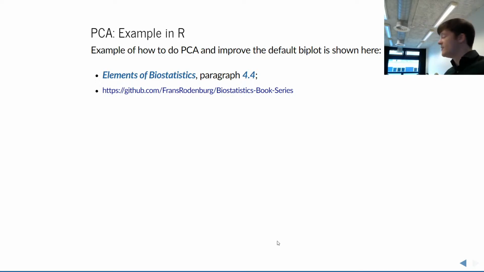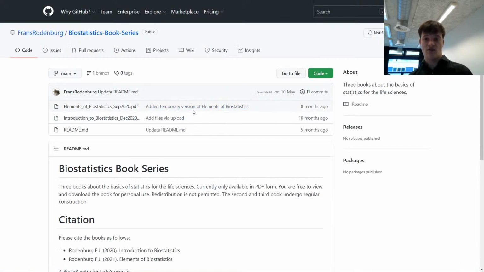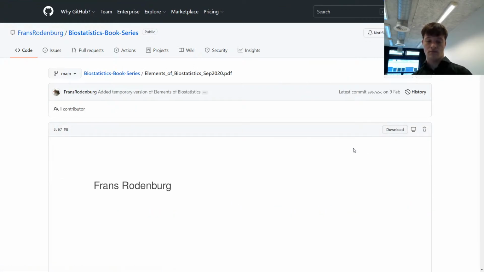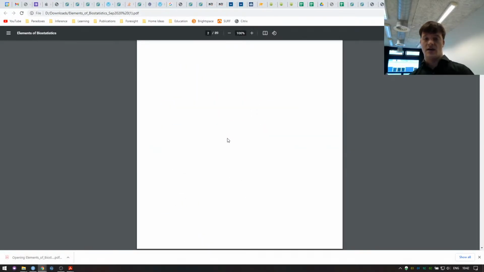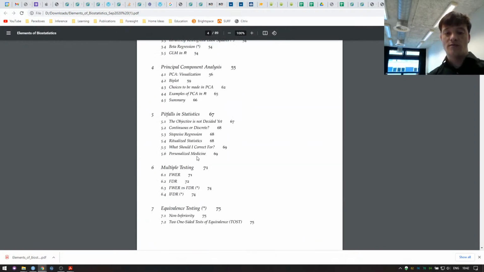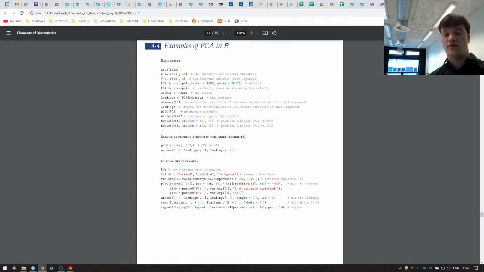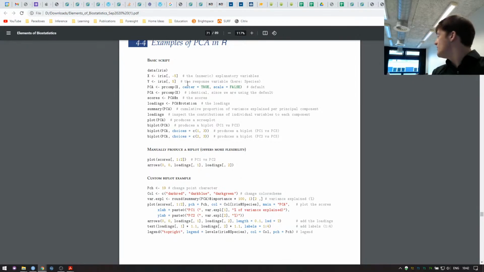Okay, yeah, that was all I have to say about PCA. Now I'm going to show you how you can do it in R. This is an example from the book, so I will quickly download the book. It's over here in the link. I think there's also a link to it on Brightspace, otherwise I'll post it later. So we're just going to download this one. Yeah, and then in the book 4.4, so chapter 4 is about principal component analysis, and then 4.4 is examples of PCA in R.